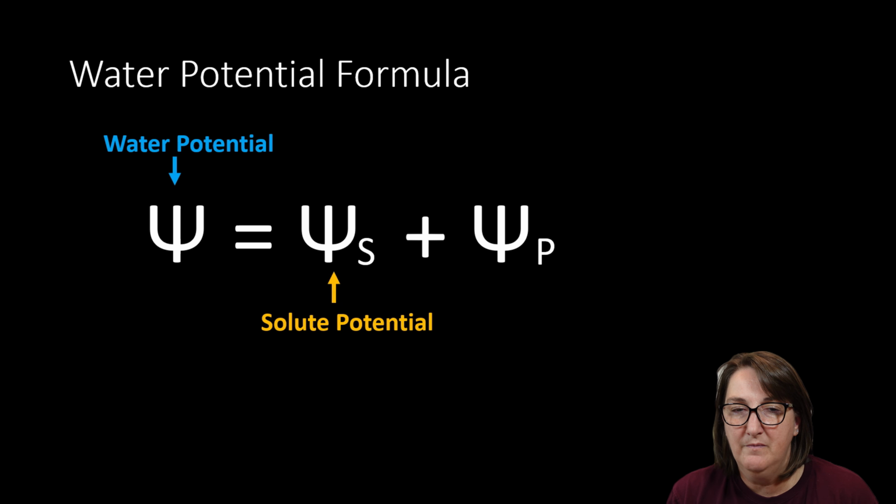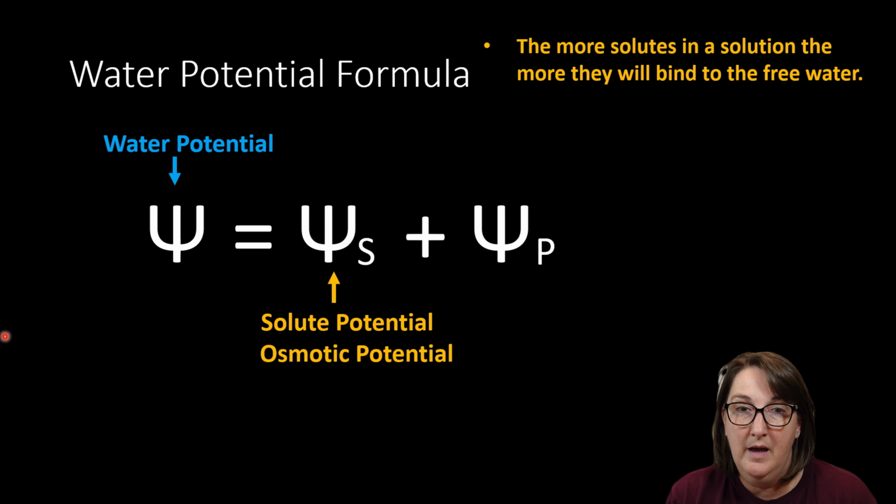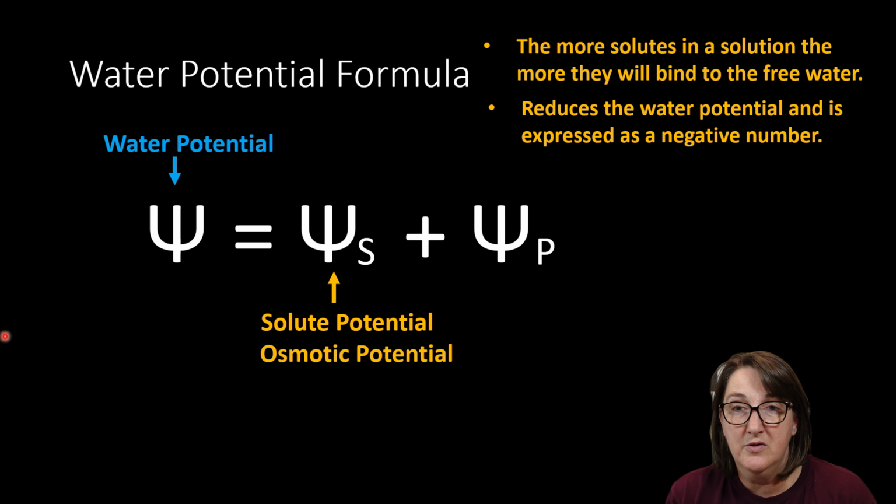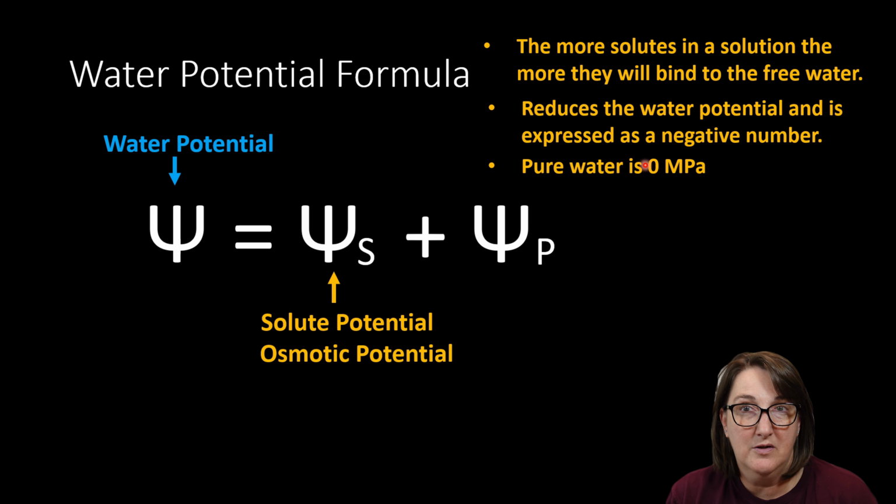Here I have solute potential. This is telling you your osmotic potential, how my water is going to move, how I predict the direction water is going to go. The more solutes in a solution, the more they're going to bind to the water. They're going to start taking up space of the water. They're going to reduce the water potential, and that number is going to be expressed as a negative value. Pure water is going to be 0 megapascals because, again, I have no solutes in there, and so I have no solute potential because there are no solutes in my solution. So distilled water would be 0 megapascals.